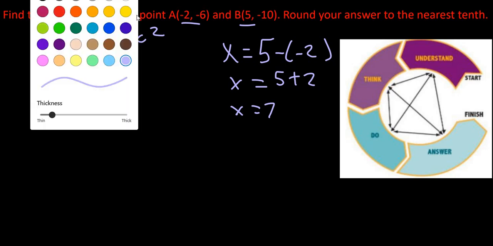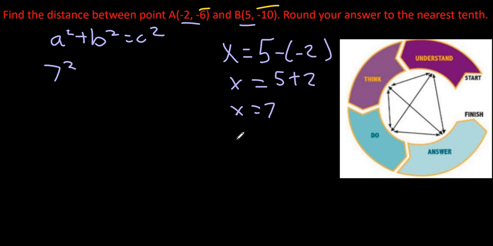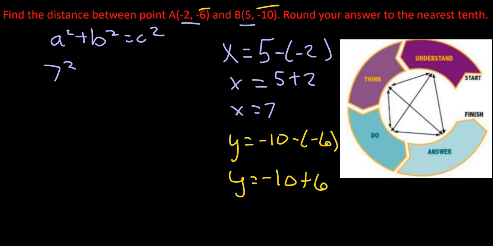Then I'm going to switch colors to do the y values, the difference between the y values, negative 10 and the negative 6. So y equals negative 10 minus a negative 6. Again, 2 negatives next to each other means we're going to add them. So negative 10 plus 6, be careful with the calculator. It's really going to be a negative 4. But again, when we square the answers, each number, we're going to come up with a positive value.